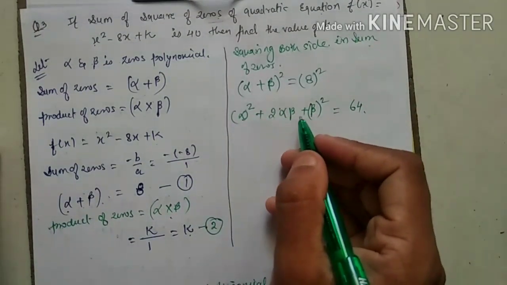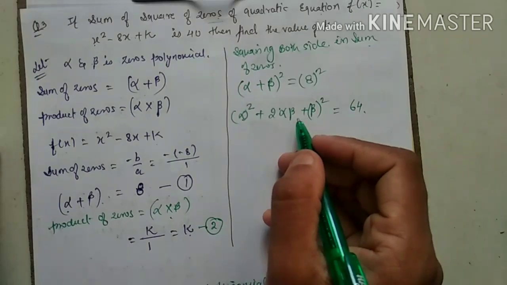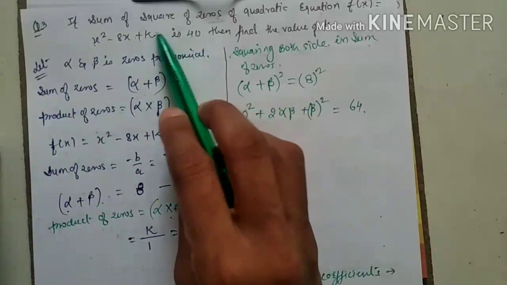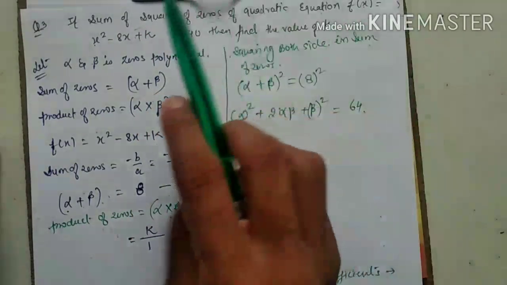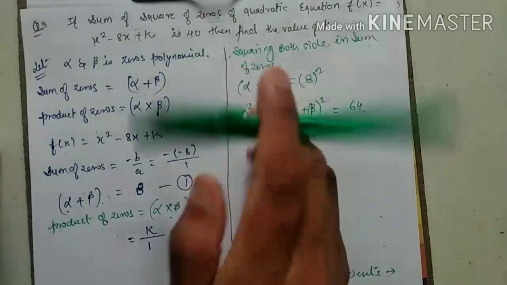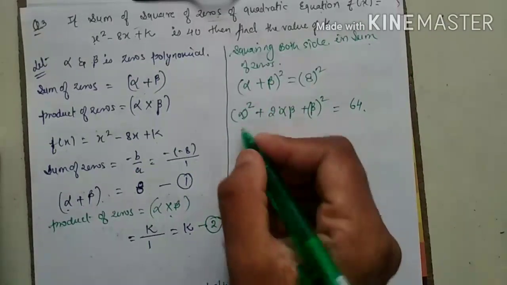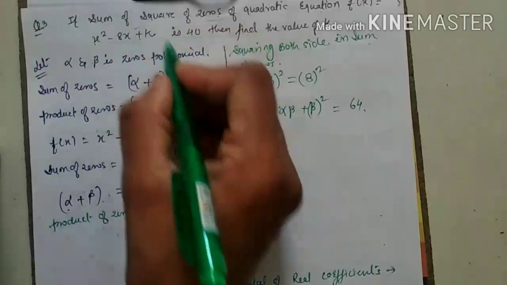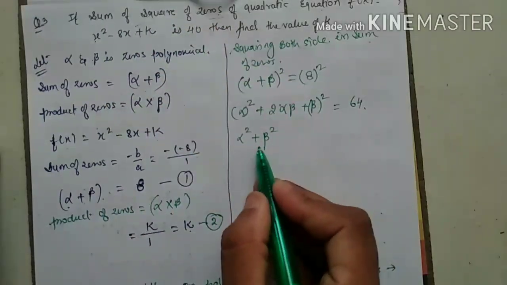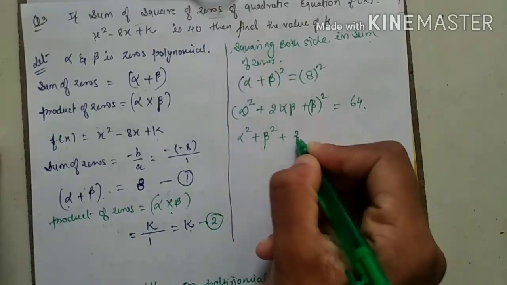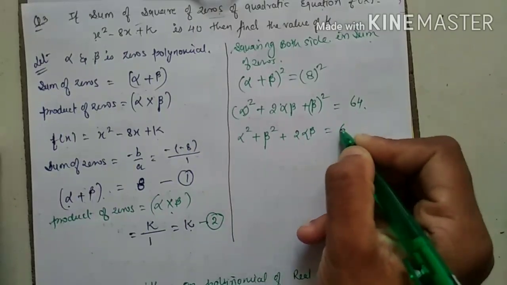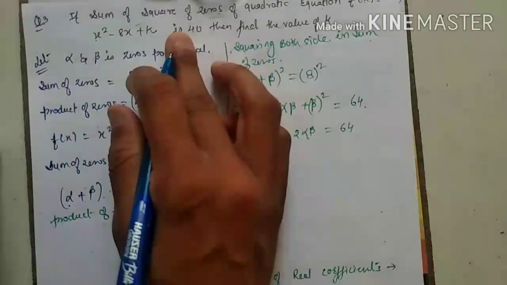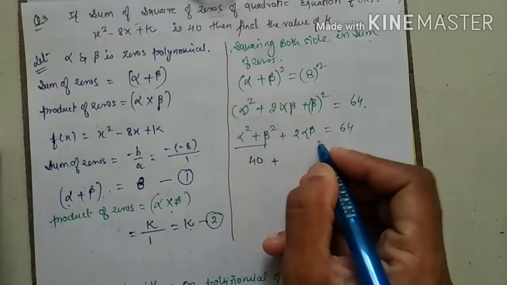Now just see here. As you know, the example question is given: the sum of the squares is 40. Given or not? Yes. So I can write here, alpha square plus beta square, it means the sum of the squares of alpha and beta, is my 40 given in the question. Just write it in the place of this: 40, plus 2 into alpha beta.